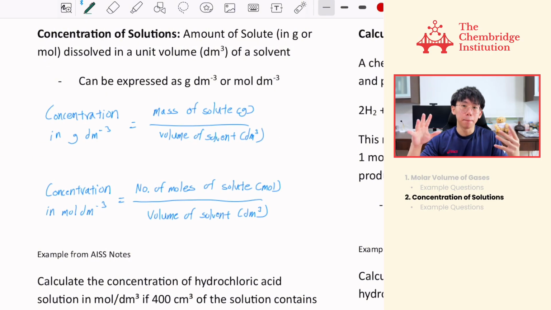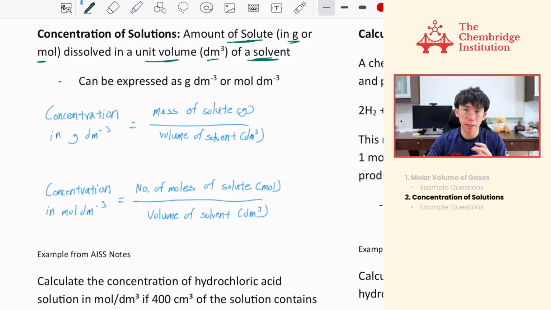We can actually relate moles to concentrations as well. So the concentration of a solution is the amount of solute, which is the thing you're dissolving, in grams or moles, dissolved in a unit volume, which is usually in dm³ of a solvent. And remember, because the amount of solute can be in grams or in moles, it can be gram per dm³ or mole per dm³, depending on which you use.